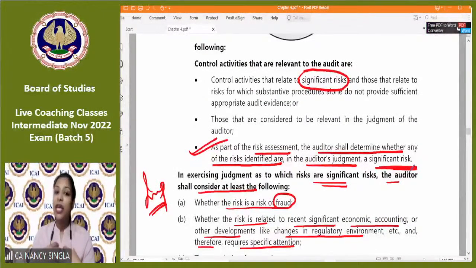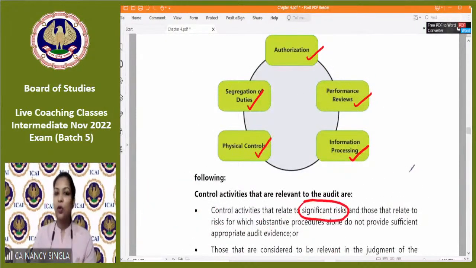Okay? We as auditors, we need to consider all these. Examples are what? Authorization, performance review, information processing, physical control, segregation of duty. Just remember that sales example. Now, why is there a topic of significant risk here? Because control activities also include the activities related to what? Significant risk.